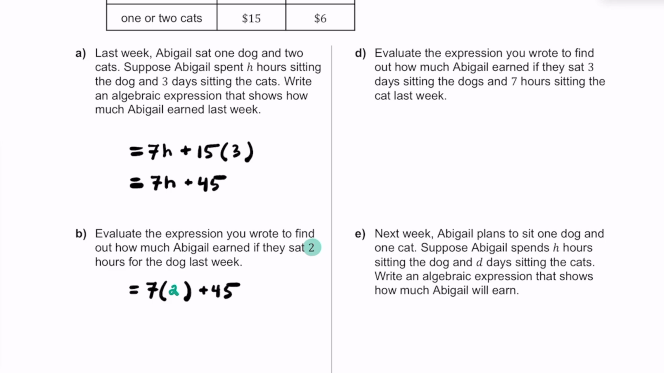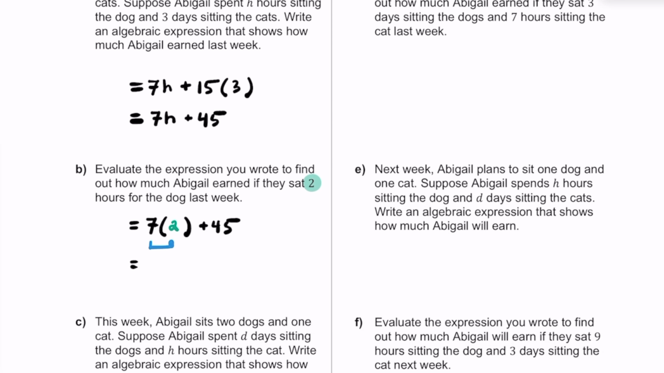So of course, Abigail is going to make 7 times 2. That's going to be $14 from sitting the dog, plus the $45 that Abigail makes from the cats. And in total, this is going to be $59 here, right? So that's the total that Abigail is going to make. While you could write a sentence, I'm just going to say for now that Abigail would make $59. That would be our answer.